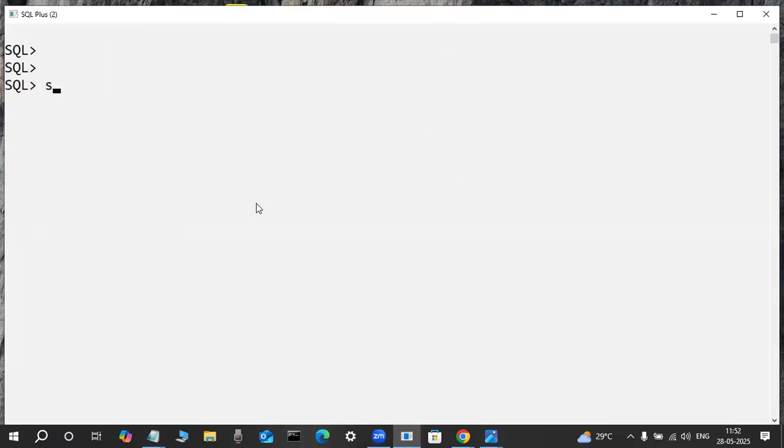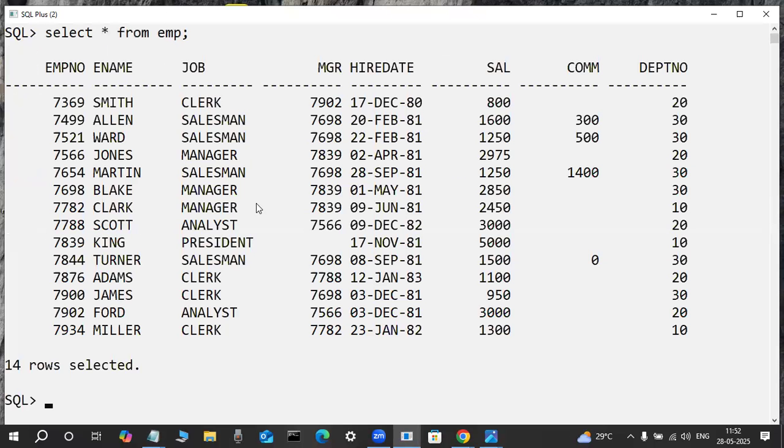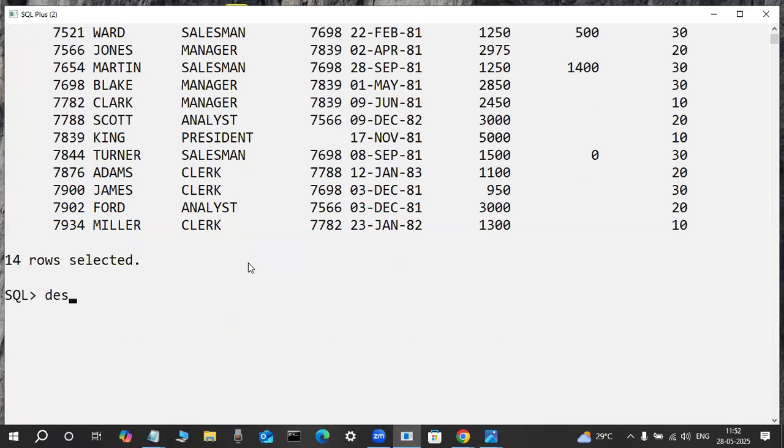Observe here. Suppose this is a table. In this table, which type of data is there? Empno means these are integers, so number is the data type. Ename means varchar2 is the data type. Here, date means this is what? A date is a data type. That's why you must be familiar with these data type names.